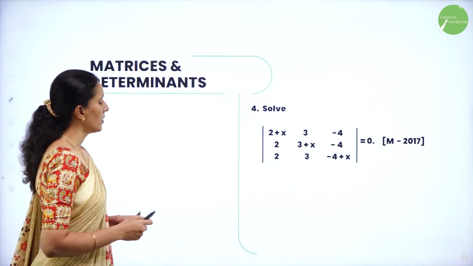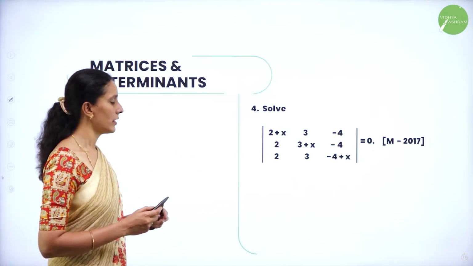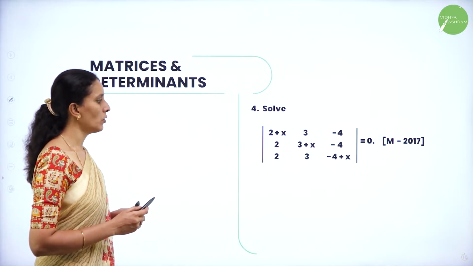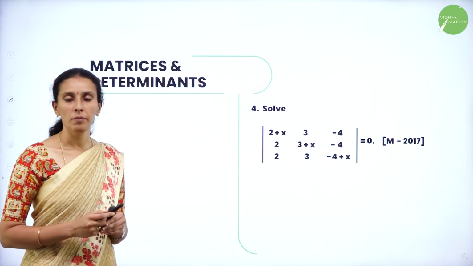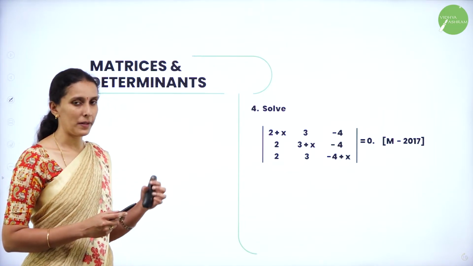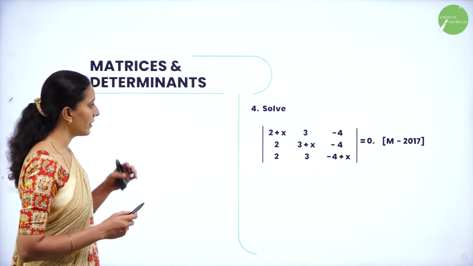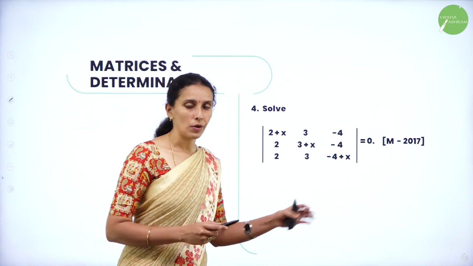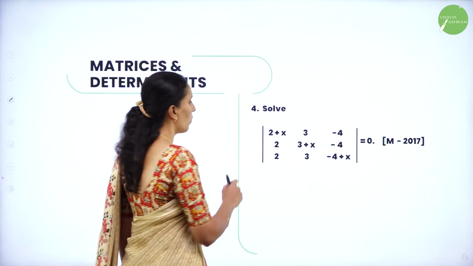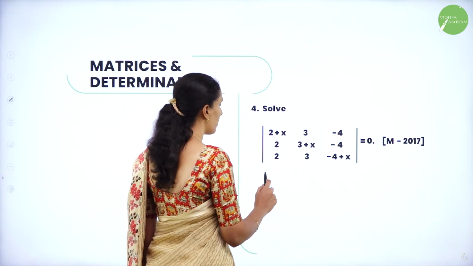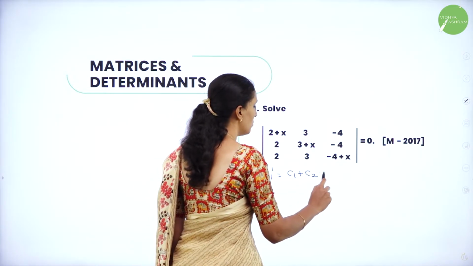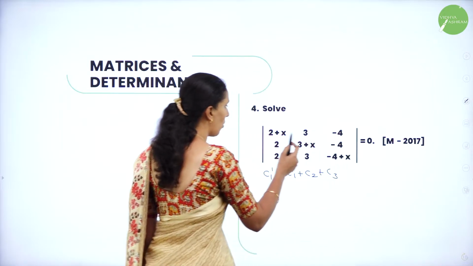Next question. Solve the determinant 2 plus x, 3, minus 4; 2, 3 plus x, minus 4; 2, 3, minus 4 plus x, equal to 0. So this is also one of the applications of determinants. They have given the determinant value is equal to 0, so that we need to find the value of x. For this, let me take column 1 as column 1 plus column 2 plus column 3. That is, add all the columns.